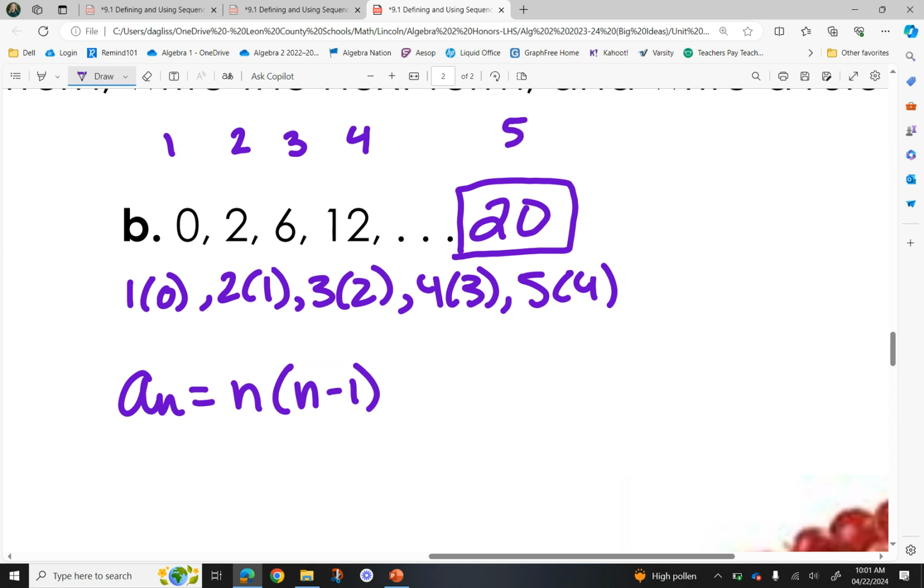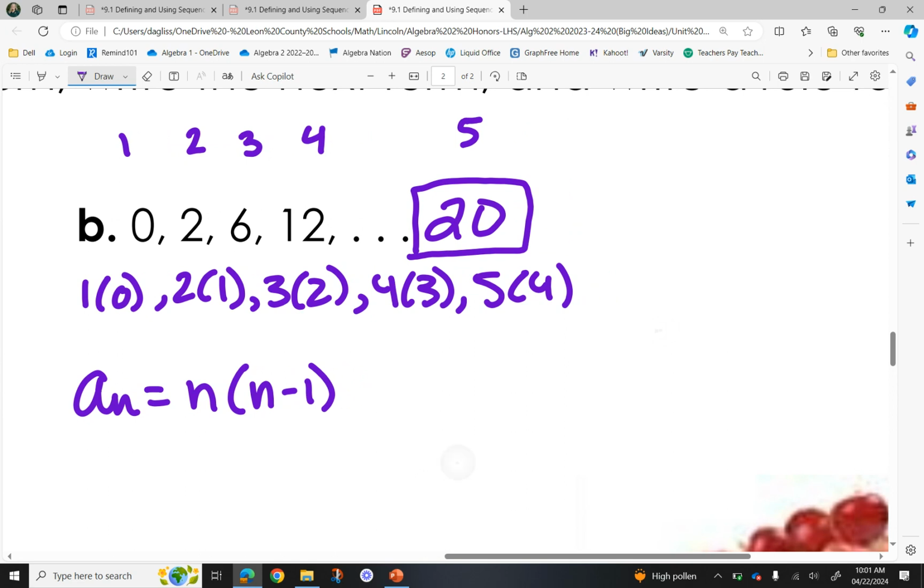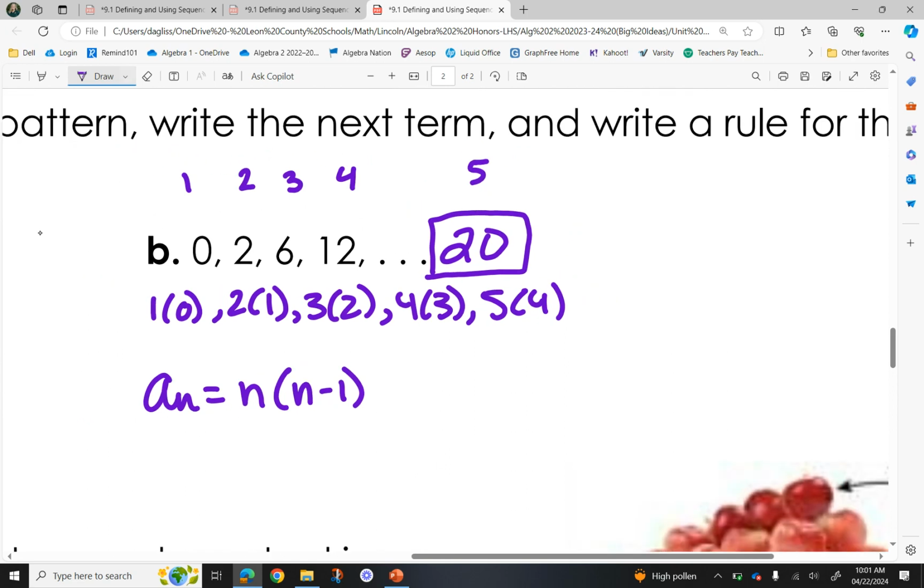Bruno, what do you think? Was that what you said? Yes? It's also n squared minus. Wait, what? Yes. Or 12 times 11? These are your n's. Remember, n is the term. In my first term, yeah.